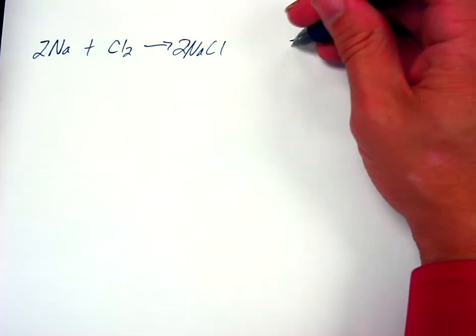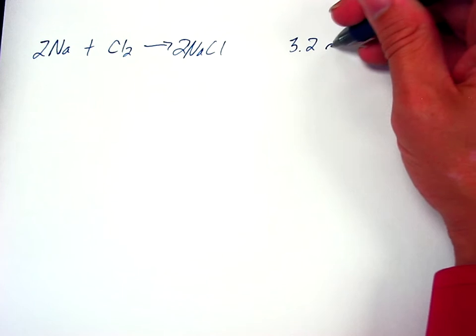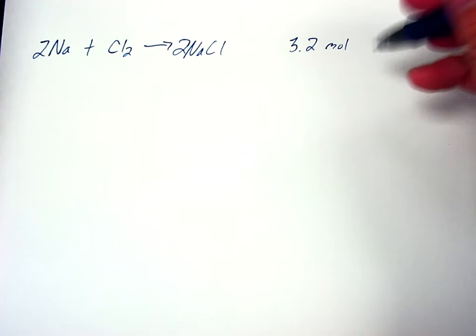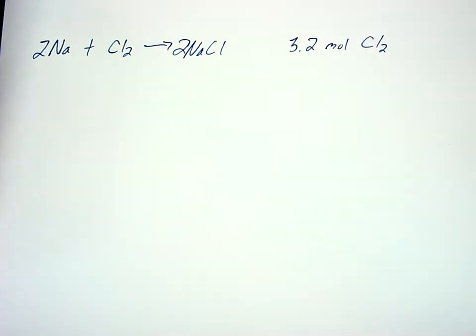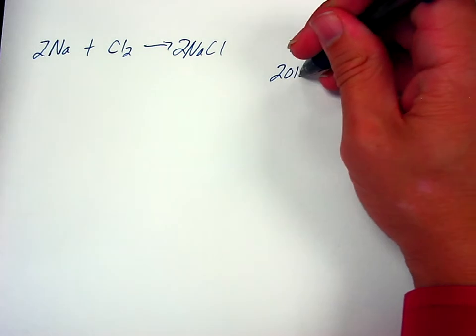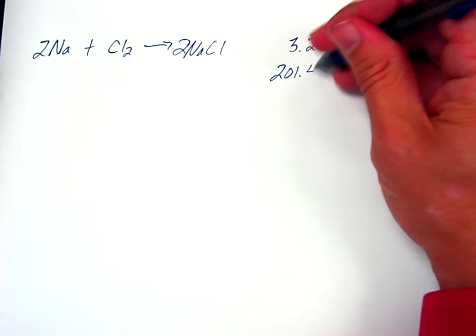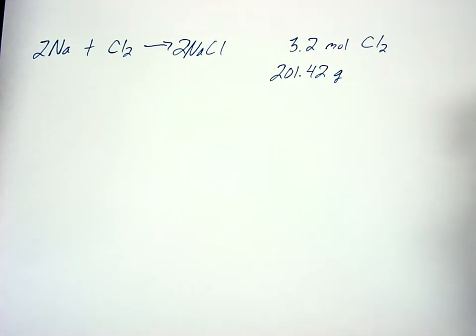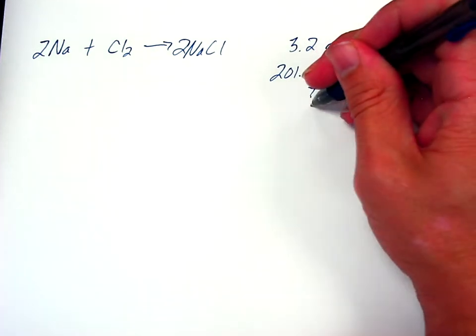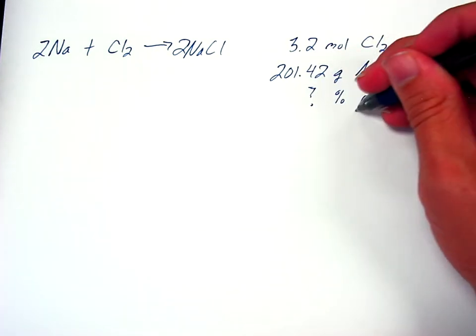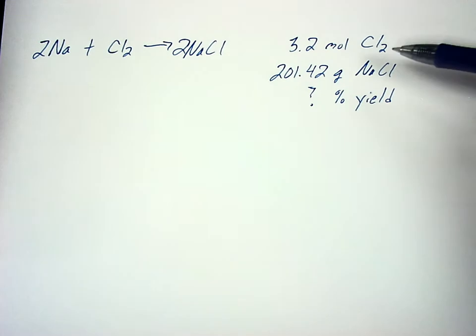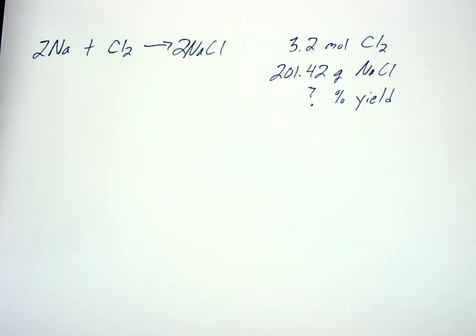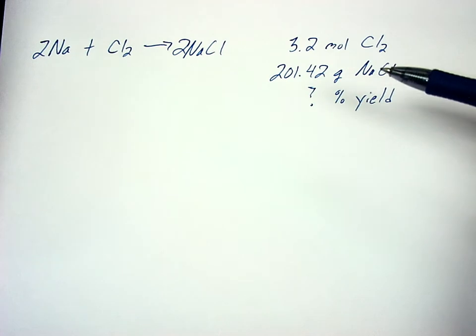Now, as I look at the problem, there's some numbers here. All right. It talks about the number 3.2 moles of chlorine. And it also talks about the number 201.42 grams of sodium chloride. And it wants to know what is the percent yield. Now remember, one of these values, if we haven't done a lab, must be the actual yield. Right? Because the actual yield is a given value if you haven't done a lab.